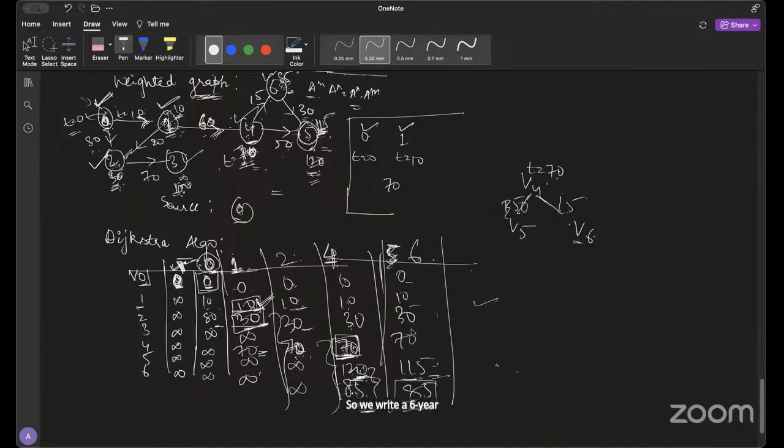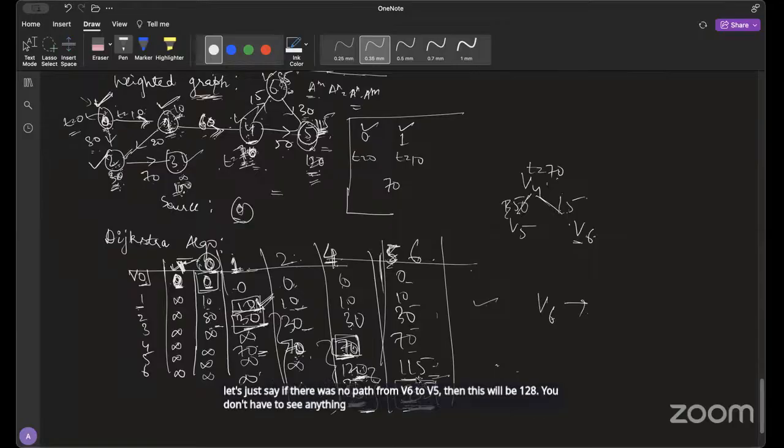These times are already fixed because they are all burnt vertices. So they are not going to change. This is also burned. So this is not going to change. And then you can have a better option for this one. So from V6, you see that there's a path from, let's just say if there was no path from V6 to V5, then this will be 120. You don't have to see anything. You don't have to check for anything, right? Because there's no path from V6 to V5.